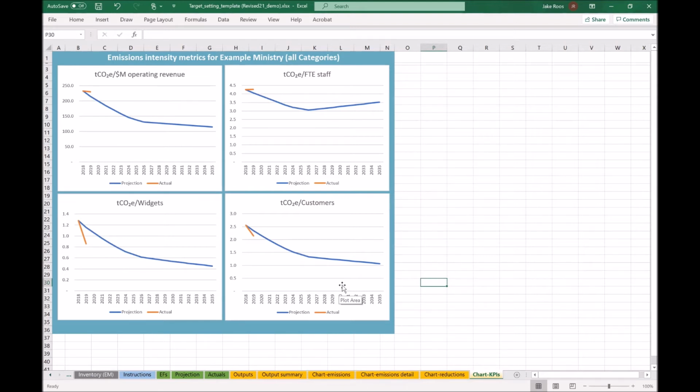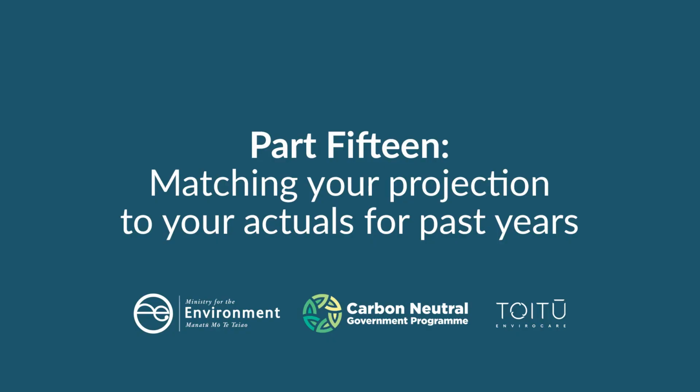As you'll see, there isn't any target level specified here because, as far as the carbon neutral government program is concerned and limiting warming to 1.5 degrees, there isn't a specific requirement around these measures because they are relative measures. However, you might want to set a target level for some sort of intensity measure, but that's entirely up to you.